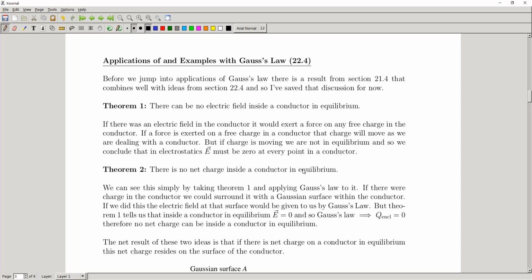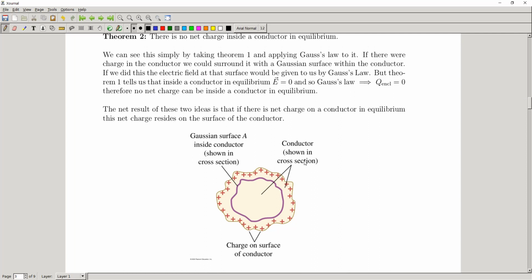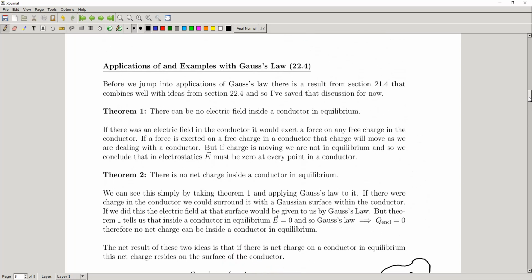Imagine that, and I'm going to scroll down here. This is a graphic that we'll look at in a second. But imagine that we had some sort of a shape like this. This could be an iron kidney bean or potato or something. And imagine that there was a free charge inside our potato here. And this thing is iron, so it can have no electric field inside it by theorem one.